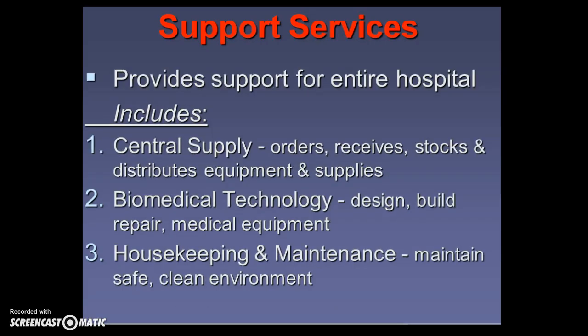Support services. They provide support for the entire hospital. These are the people that kind of keep everything running, keep everything supplied and ready to go. This includes your central supply. This is where you would send your orders. They receive stuff from different companies. They help stock and distribute equipment and supplies.